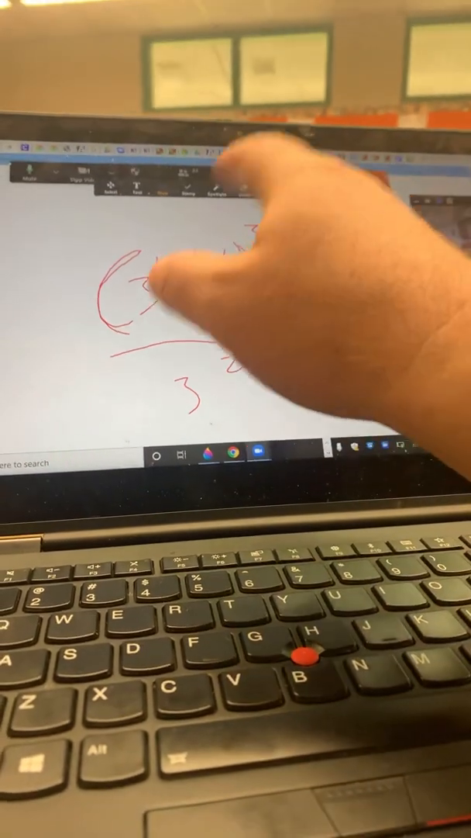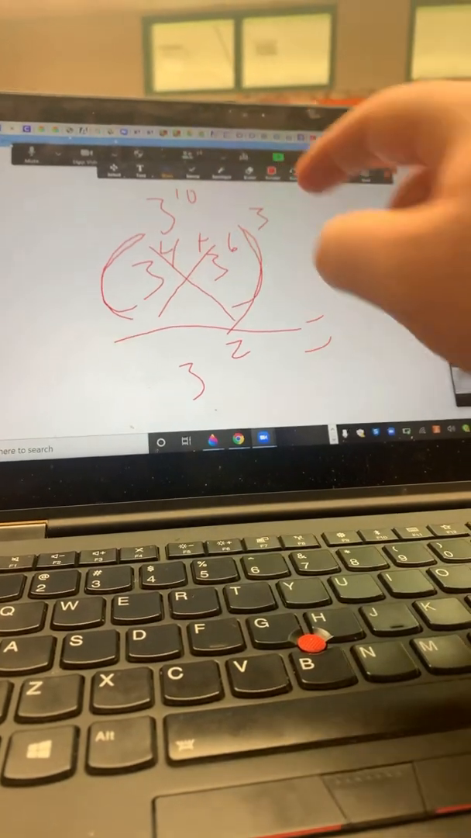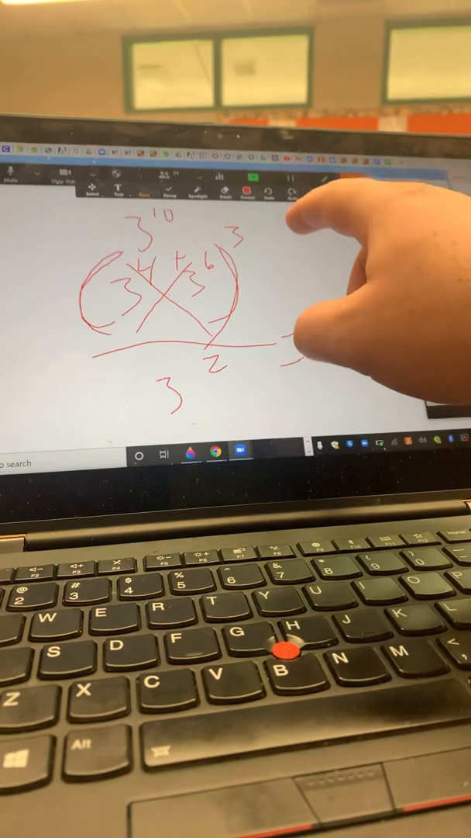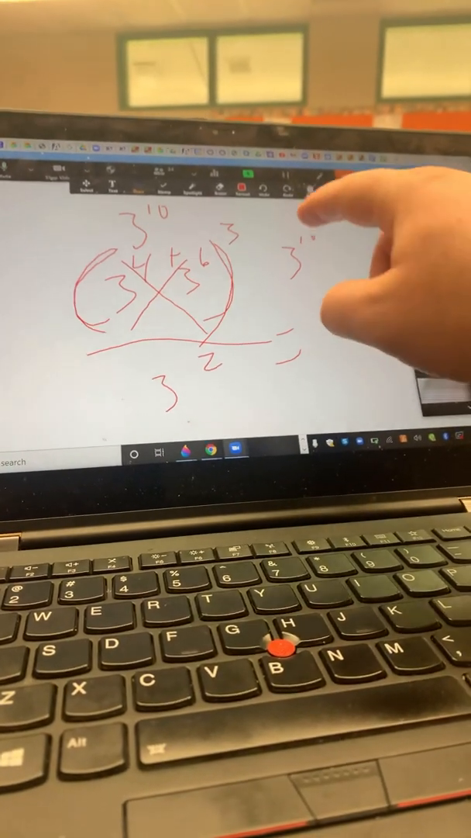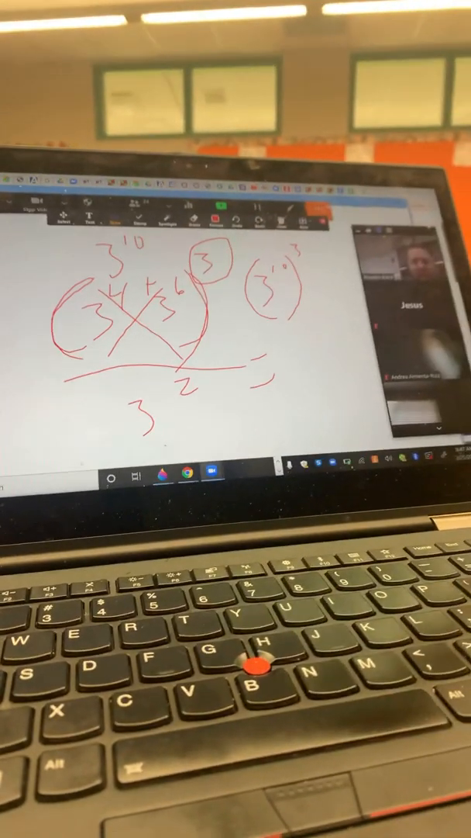So we can cross this out because it's 3 to the 10th power, right? So we still have 3 to the 10th power, raised to the 3rd power, right? We still have this guy here.